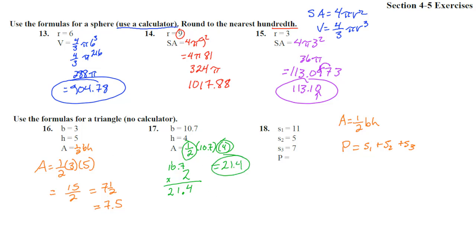All right, and number 18. Let me see, the perimeter is going to be side 1 is 11, plus side 2 is 5, plus side 3 is 7. 11 plus 5 is 16, plus 7 is 23. So the perimeter is 23. Good.